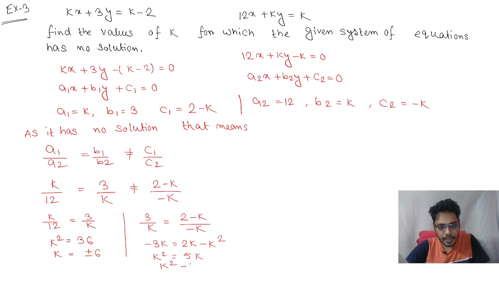That means k square minus 5k is 0. So we can write this k into k minus 5 is 0. Now two cases are there. Case number 1 when k is plus 6, and case number 2 when k is minus 6.